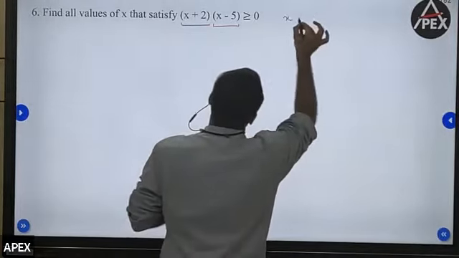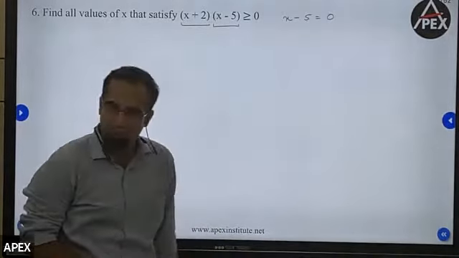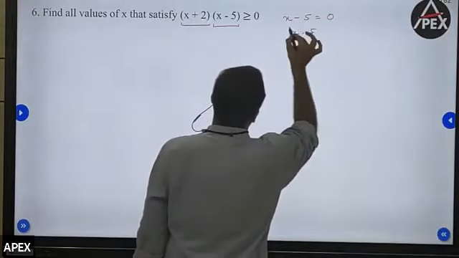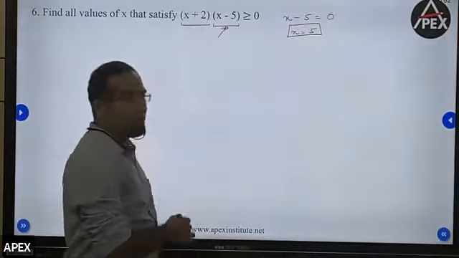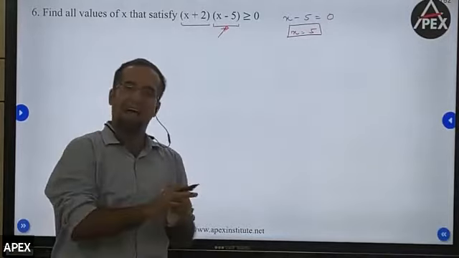If I assume that x minus 5 should become equal to 0, basics of algebra, clear? Then I get the value of x is equal to 5. That means that when x is equal to 5, this part becomes 0. That's why it's called the zeros of the equation. Assuming that we are very new to algebra.